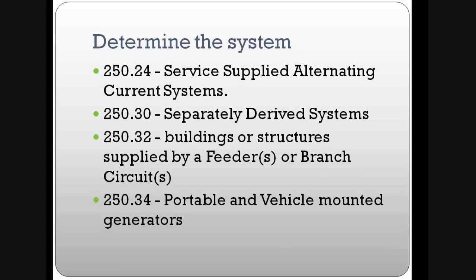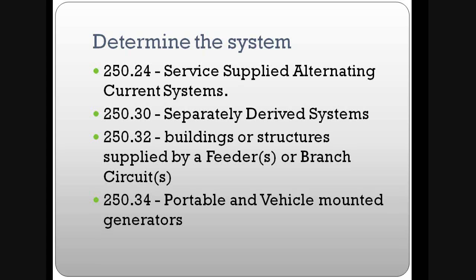One of the first things that we need to do is determine our system. In Article 250, under Part 2, under Systems, it has several definitions. The first one it starts out with is 250.24, which is a service-supplied alternating current system. This is the one that we're going to be most familiar with because when a utility supplies us with service, that's a service-supplied AC system.